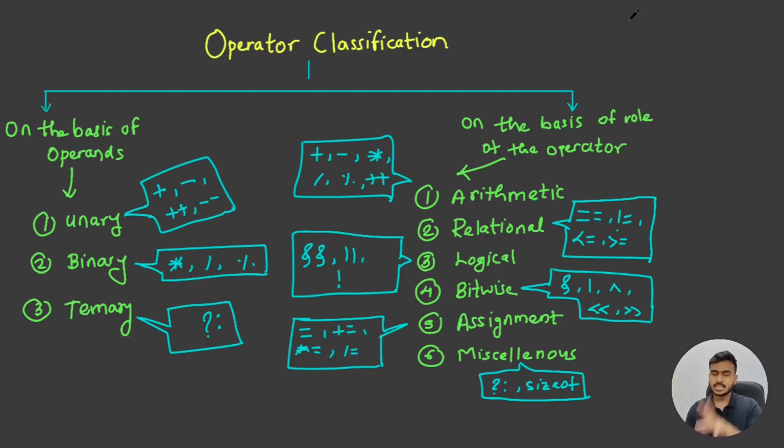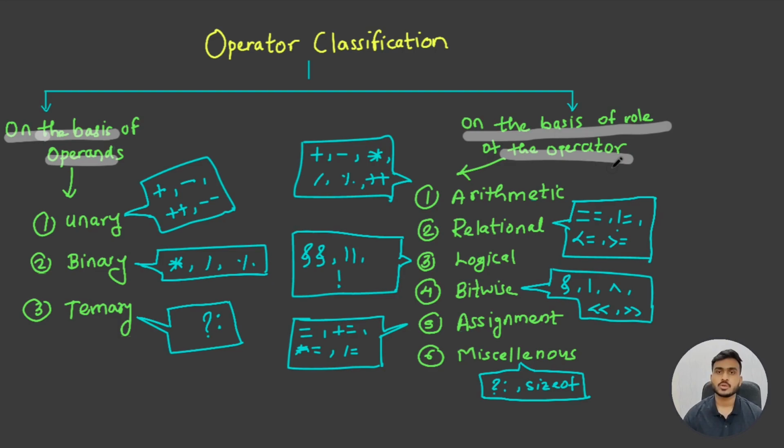We can classify, or categorize, the operators based on two factors. The first classification factor is on the basis of the operands, and the second factor is on the basis of the role of the operator. On these two bases, I have categorized the operators. Let's first understand how we can categorize the operators on the basis of the operand.